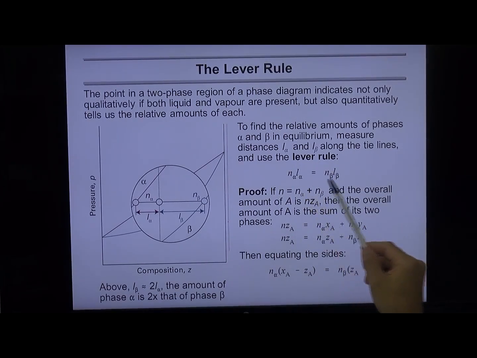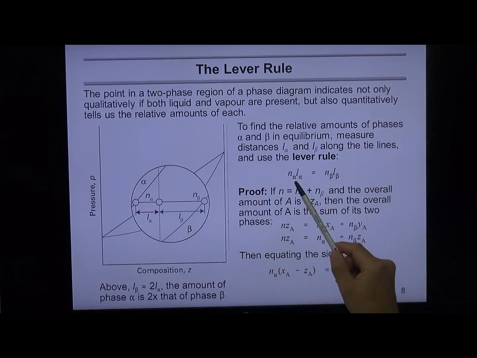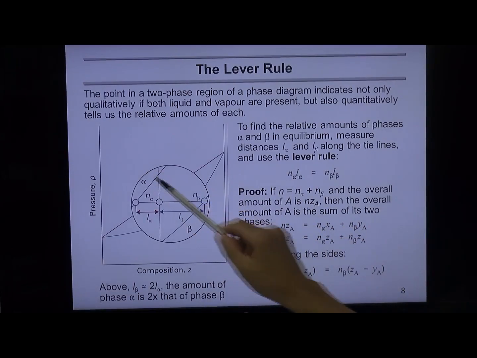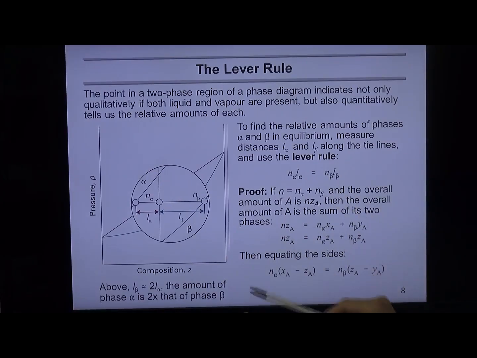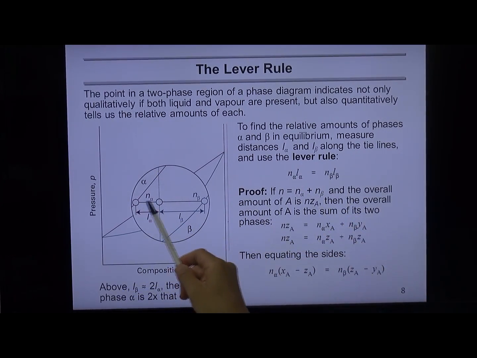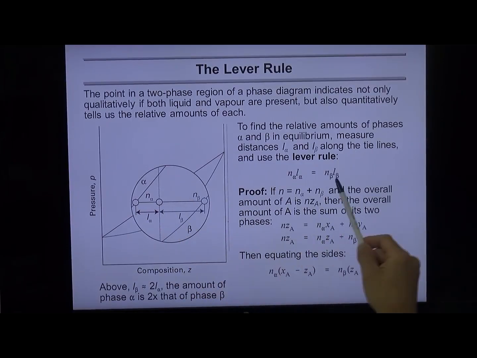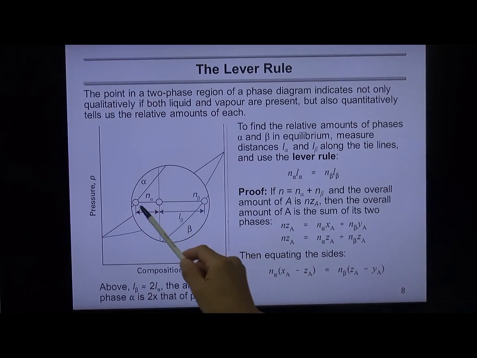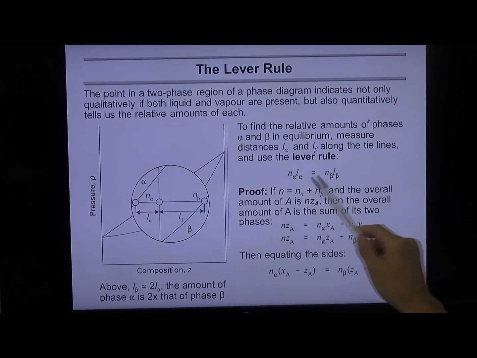Now if you look at this rule, N alpha is the number of moles of alpha phase, such as liquid, and N beta is the number of moles of beta phase, such as vapor. L alpha is the length of this line, just length simply. L beta is this length. So if you know the length of these two separating lines, then you can determine the relative ratio of alpha and beta phase, liquid and vapor phase.